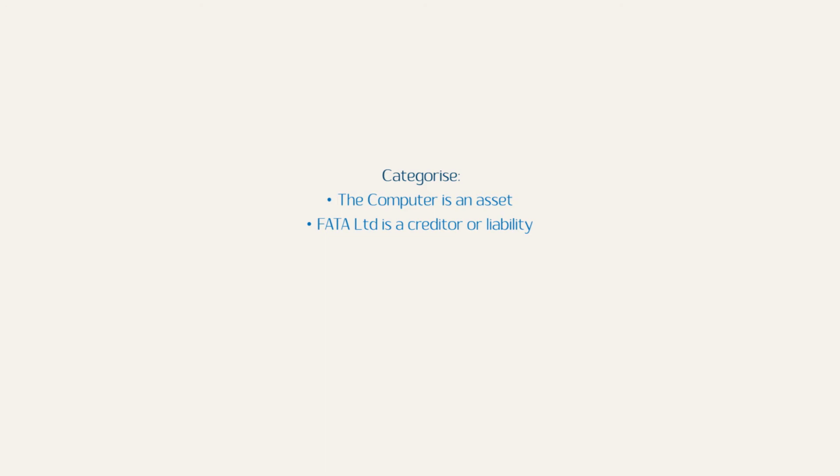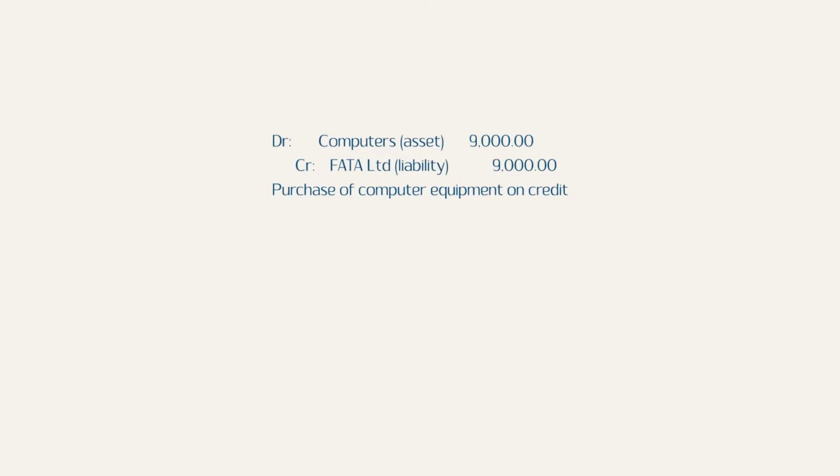Next, let's assign the two parts of the transaction a debit or a credit. Debit the asset and credit the creditor or liability. The description to use in the journal is purchase of computer equipment on credit.